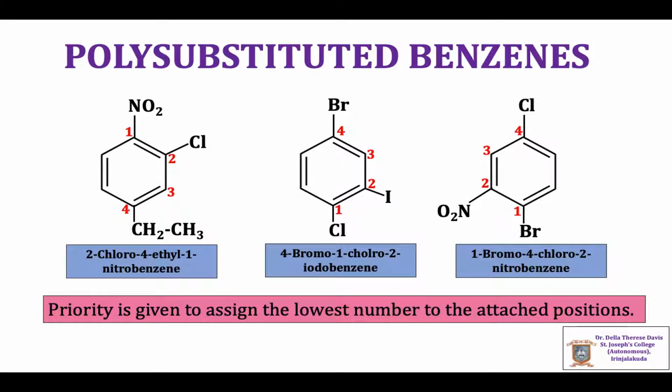In the third example, there are three substituents: Cl, Br and NO2. To get the lowest possible numbers for all the substituents, numbering is done from bromine, so that Br gets position 1, NO2 at position 2 and Cl at position 4. Hence the name of the compound is 1-bromo-4-chloro-2-nitrobenzene, giving bromo, chloro and nitro in the alphabetical order.